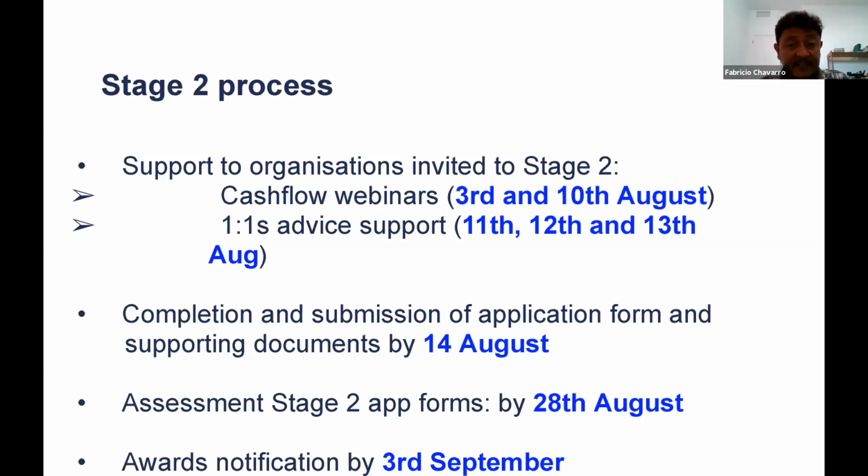Then on Friday is the deadline to submit the full application form for stage 2. Friday is the deadline. And then we're expecting to complete the assessment process of those application forms by the 28th of August. So it's going to take 2-3 weeks until the 28th for the completion of the actual assessment. And then organizations and community groups will be notified by the 3rd of September where the application form has been successful for a stage 2 process.